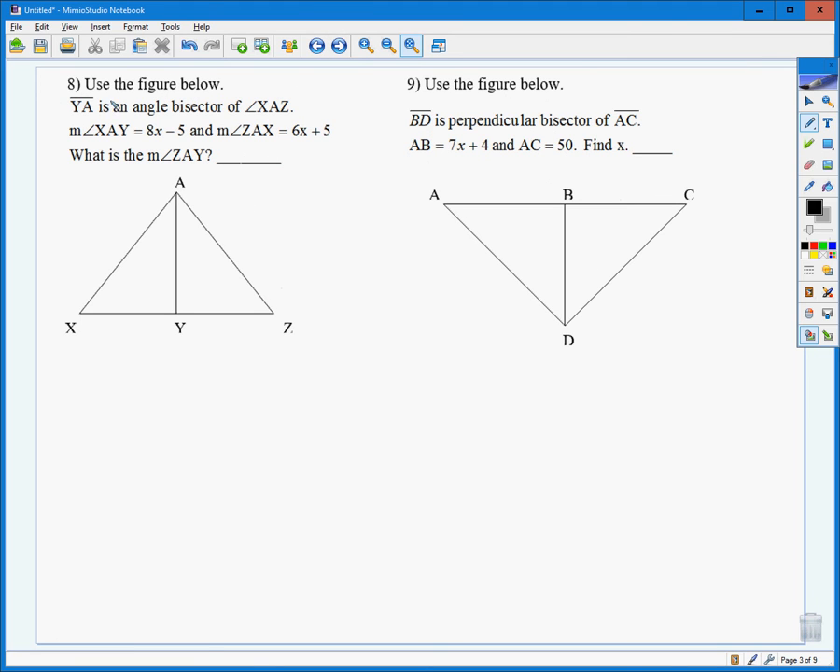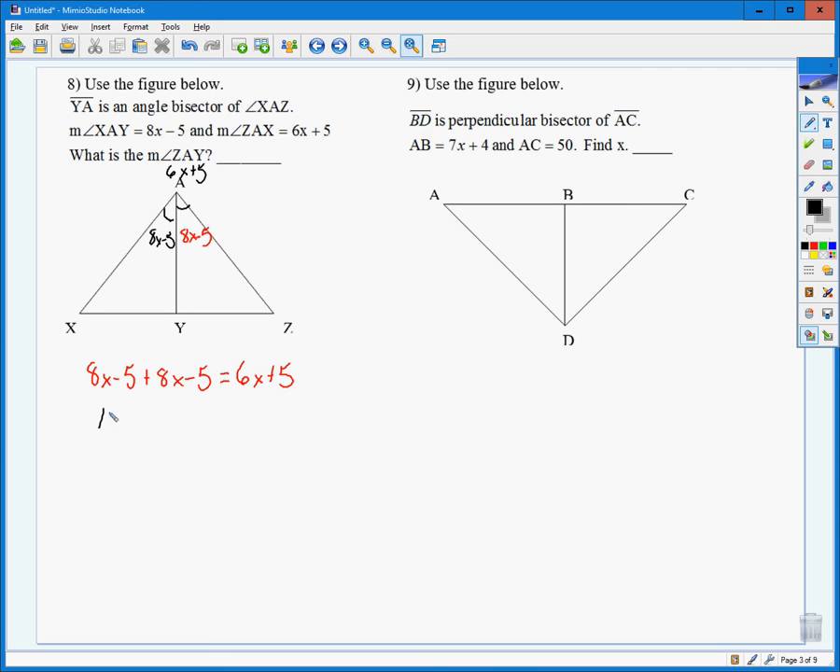Number 8, they said use the figure below. YA is an angle bisector, so I know that these two pieces are the same. It says the measure of XAY is 8x minus 5. The measure of ZAX, the whole thing, is 6x plus 5. Since this is an angle bisector, this angle is also 8x minus 5. So I can take 8x minus 5 plus 8x minus 5 using the angle addition postulate and set it equal to 6x plus 5.